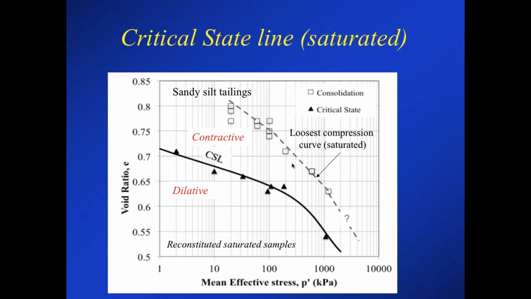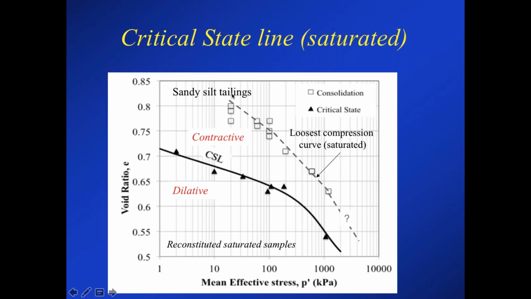So if we get back to the data for this particular project, this sandy silt tailings, here's a summary of the critical state line on the saturated samples. We made samples very loose, void ratio in excess of 1, then consolidated them down at various stress levels, and therefore various void ratios, and tested them either undrained or drained. I've marked in roughly the loosest compression curve. It's probably not exactly right, but it won't be far off. Then I've identified the data points that define the critical state line.